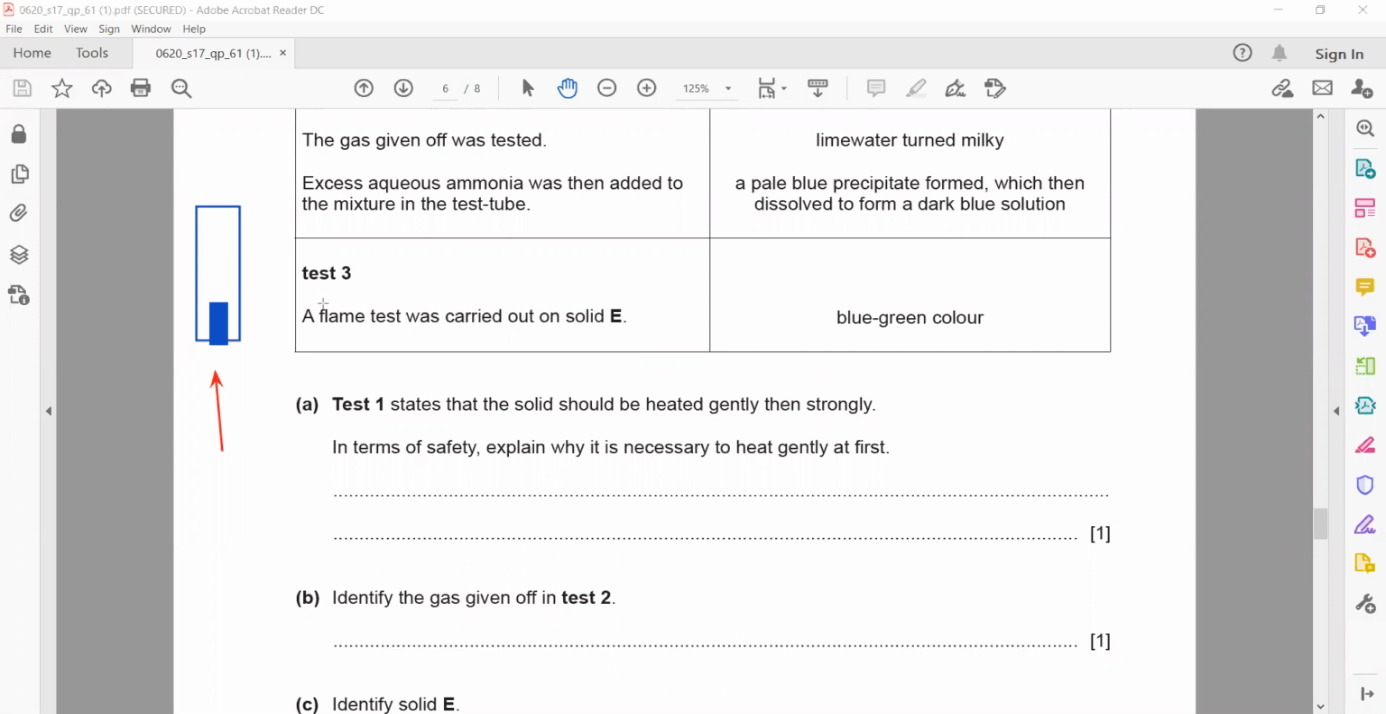So the same thing happens here. If you place it directly into the flame or heat it strongly, the test tube or the glass might break or crack, or the solid can also spit out from the tube. This is a safety precaution you have to mention.